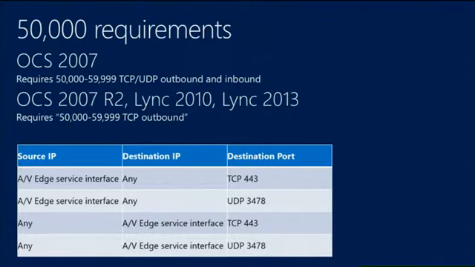The 50K requirement, we've seen a lot of confusion around that. So the Edge server has, for media, this requirement for the 50,000 port range. In OCS 2007, you have to open 50,000 to 59,999 UDP and TCP inbound and outbound for all the media to work. This changed. Yes, there's a question. The comment is that I can minimize this port range. Yes, you can configure it.